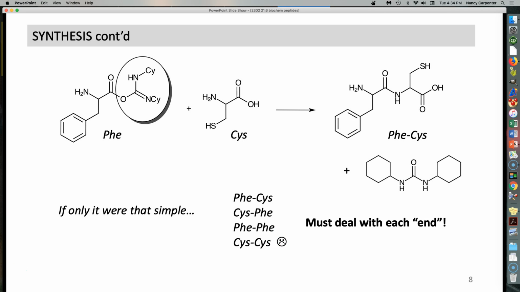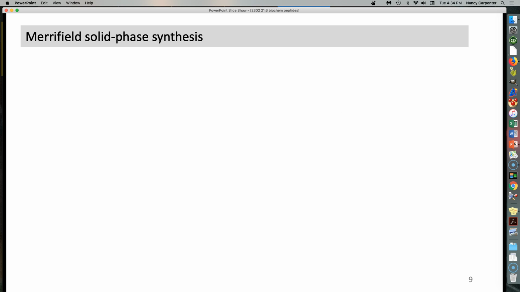Well, Mother Nature is hands down much better at this than we are. There's no question. But like I said, sometimes we want to make non-natural amino acids. So to do that, we deal with the N-terminus and the C-terminus, and that leads us to solid phase synthesis. I'm going to tell you that this is important and fascinating and interesting, but you need to be more in tune with the strategy and how this works than the nitty-gritty details.